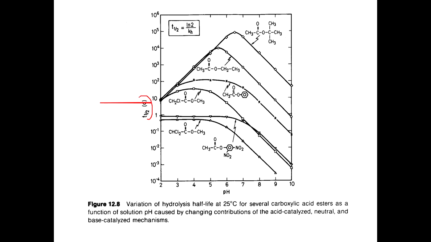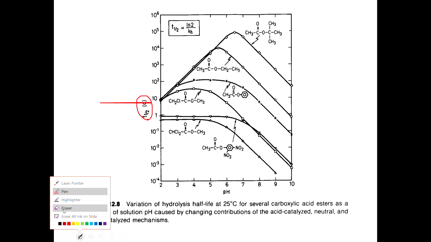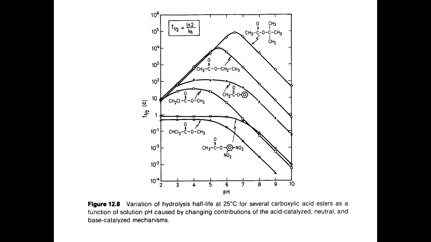So what you get is this kind of strange situation where the reaction rate, in this case expressed as the half-life, is a complicated function of pH, because over here you have the base catalyzed mechanisms, and then over here you have the acid catalyzed mechanisms, and in the middle you might have some neutral mechanism. I'm doing a bad job with that, but here's the neutral mechanism.